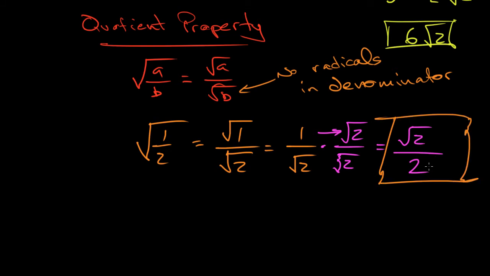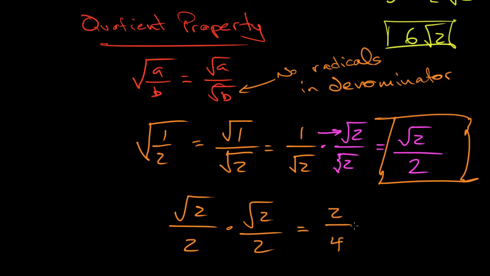Really quickly, just to convince you that that is the square root of 1/2, if I square the square root of 2 over 2 and I multiply it by itself, square root of 2 over 2, well then I would get 2 on top and 4 on the bottom, and that's equal to 1/2. So that is definitely the square root of 1/2.